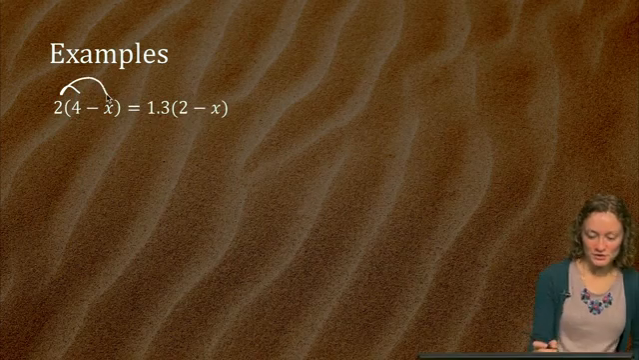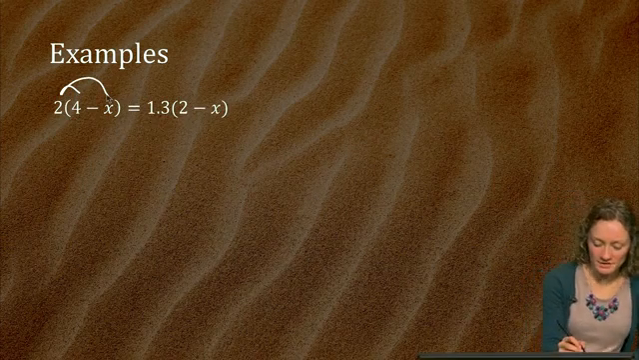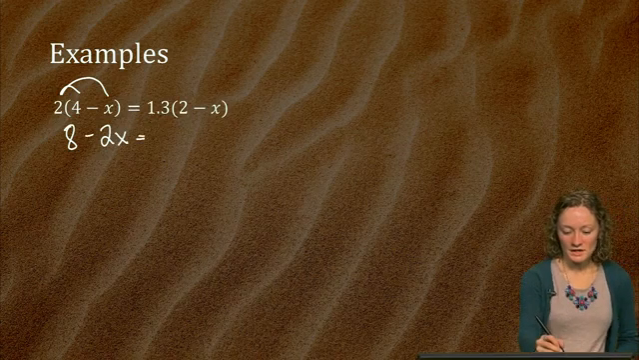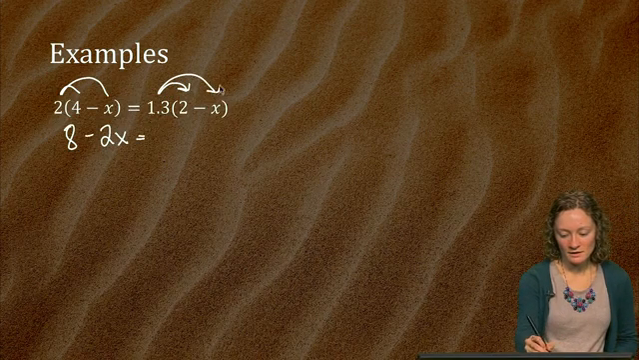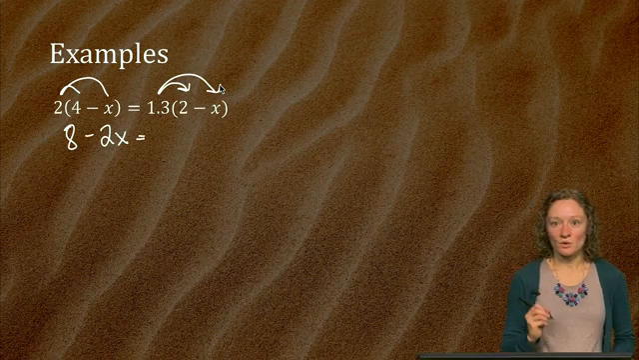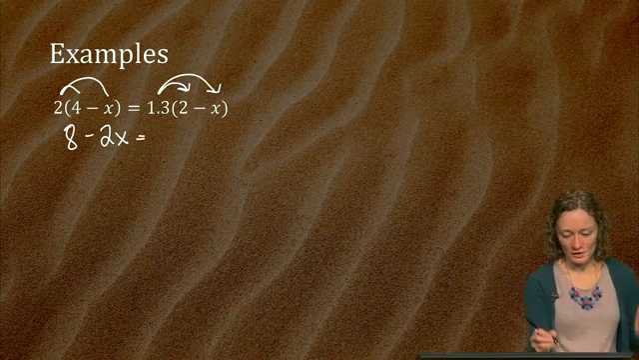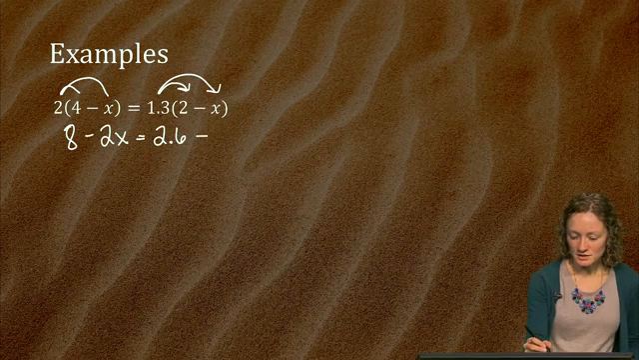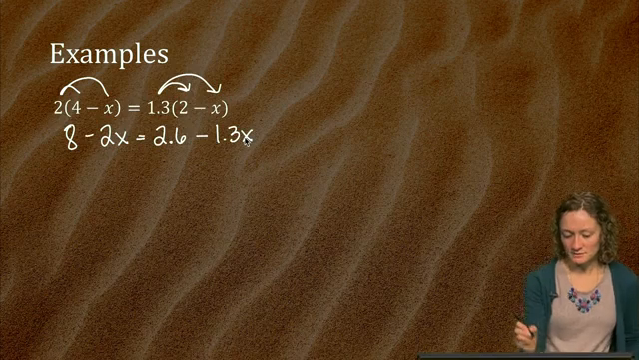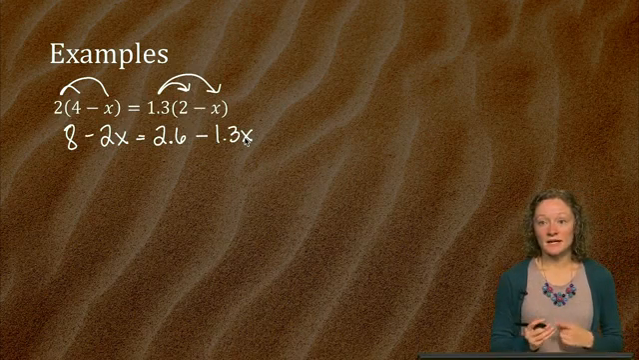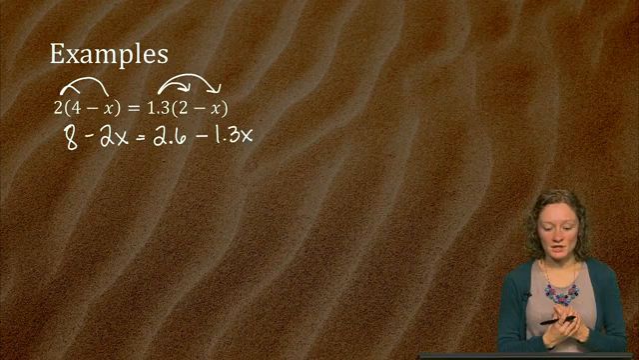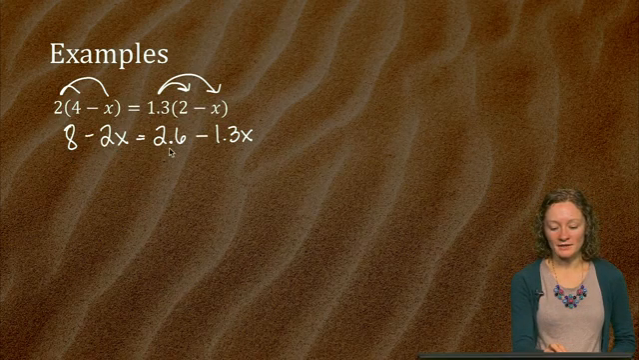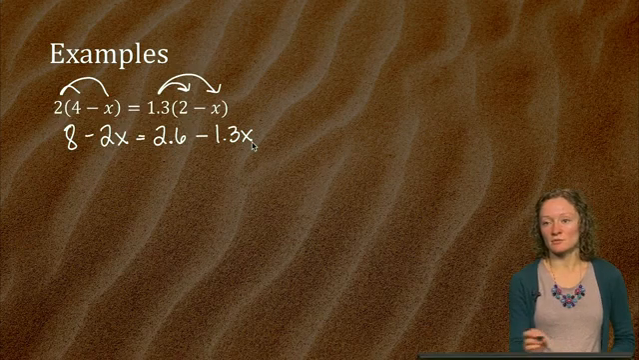We're going to distribute this 2 to both items inside the parentheses, giving us 8 minus 2x. On the other side, we're distributing 1.3. So 1.3 times 2, you can use your calculator, gives you 2.6 minus 1.3x. Second step, combine like terms on each side of the equation. On the left, we have a number term and a variable term. They don't combine. On the right, number term, variable term, don't combine.